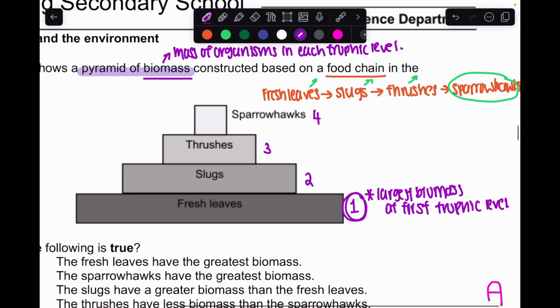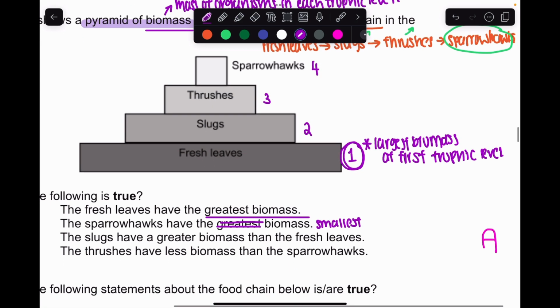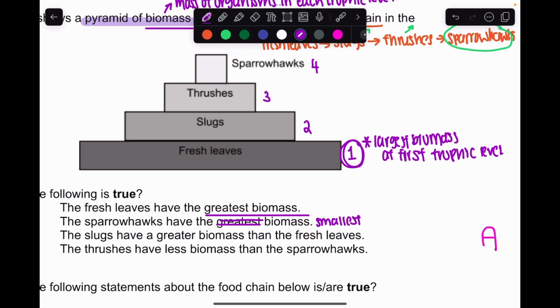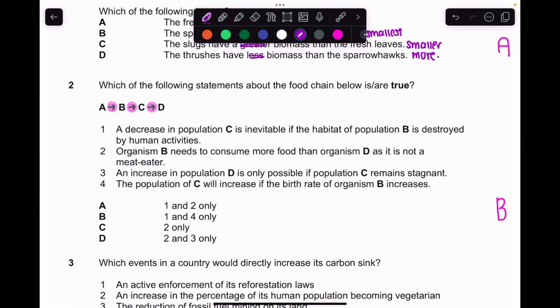Okay, so answering the question which of the statements is true, of course, because the fresh leaves here, we see a longer bar, so there is a greater biomass, okay? The sparrowhawks here are supposed to have the smallest biomass. Okay, and according to the length of each bar, I know the slugs have a smaller biomass than the fresh leaves, and then the thrushes have more biomass than the sparrowhawks. So the answer is A. Okay, next one, which of the following statements about the food chain below is true?